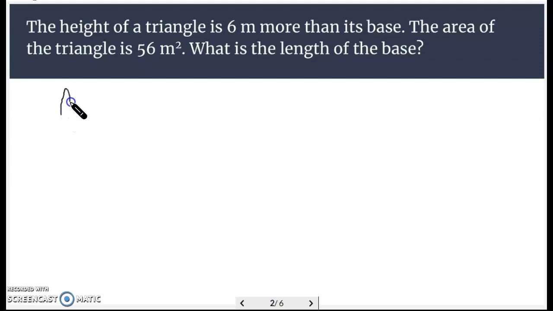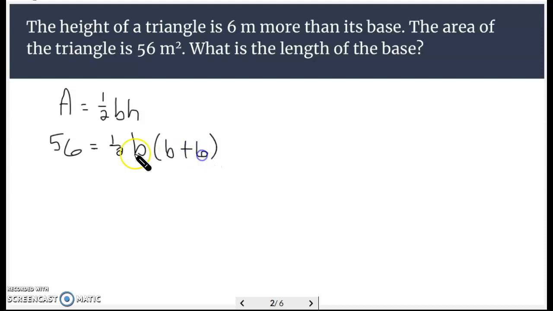We're going to start out with the area of a triangle formula. We have A equals 1/2 BH, 1/2 base times height. That's the area of a triangle. So they tell us the area, which is 56. B for base, and they don't tell us the height, but the height is 6 more than the base, so B plus 6. And notice how everything matches up here. Here's the area with 1/2, B for base, and here's this formula for height, given that first sentence up here.